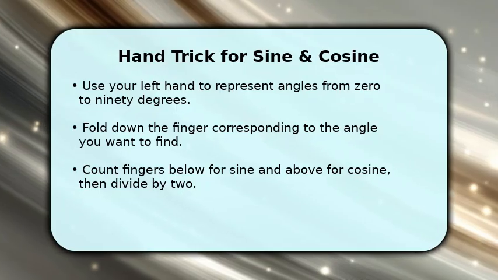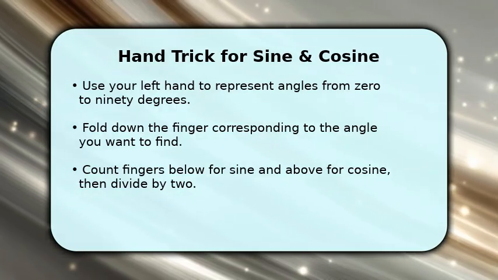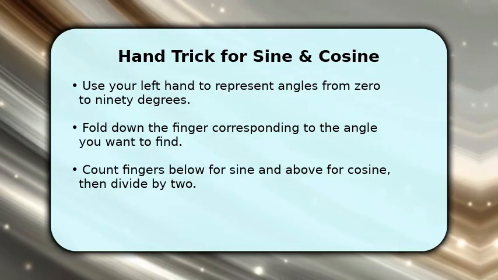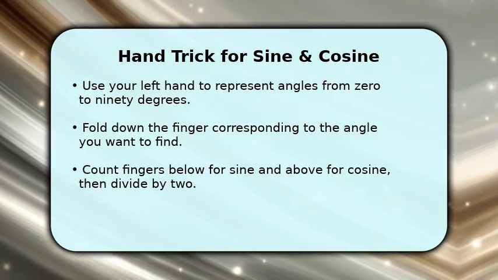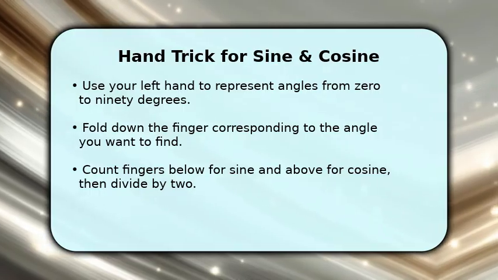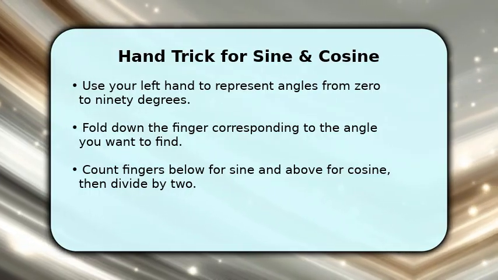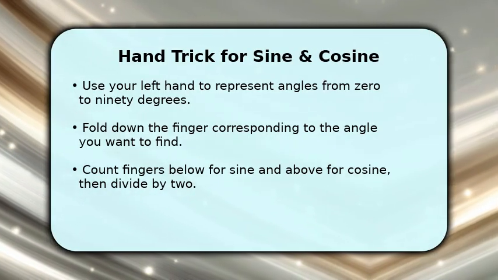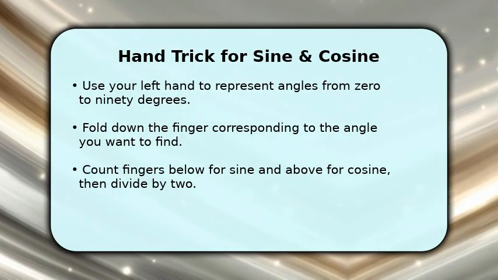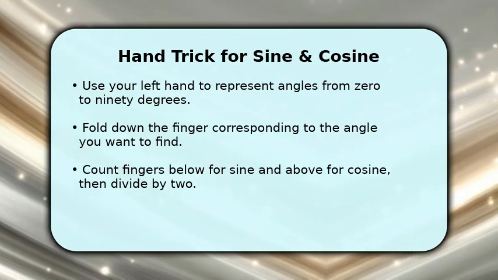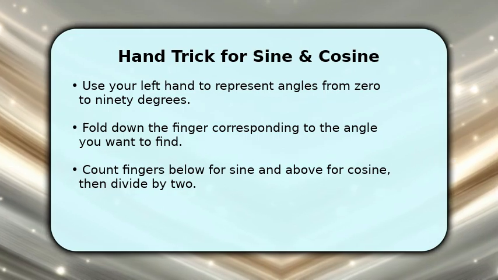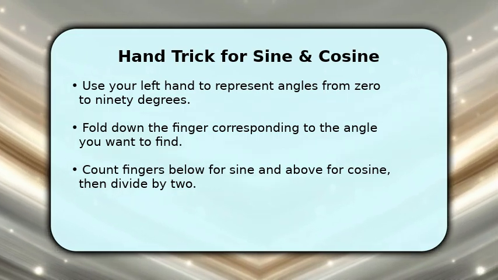Let's explore a fantastic hand trick to quickly find sine and cosine values. Hold your left hand up, palm facing you. Assign your thumb to 90 degrees, index to 60, middle to 45, ring to 30, and pinky to 0 degrees. To find sine, count the fingers below the folded finger, take the square root and divide by 2. For cosine, count fingers above, take the square root and divide by 2. This visual method makes recall effortless.